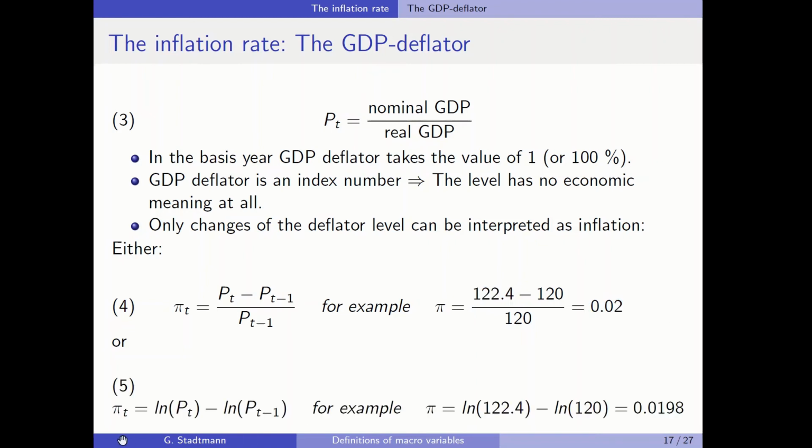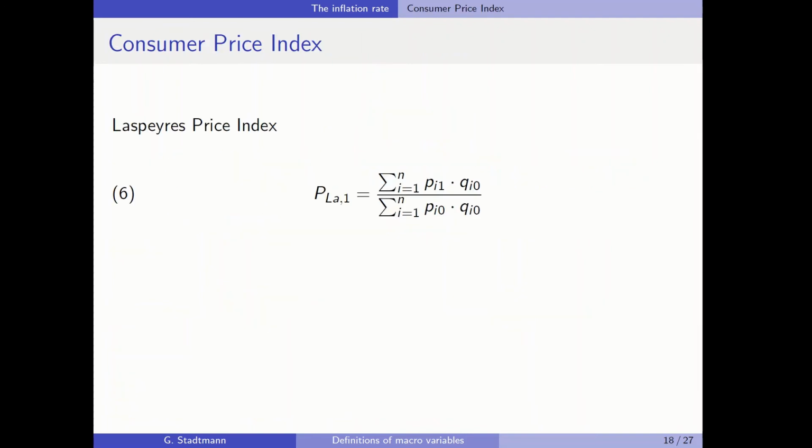A second possibility how to compute the inflation rate is by log differencing. Here we have the natural log of the GDP deflator in T, and here we have the natural log of the GDP deflator in T minus 1, and we compute the log difference. When we do so in our numerical example, we also get the information that the inflation rate is almost equal to 2%. A second possibility to compute an inflation rate is by using a consumer price index.